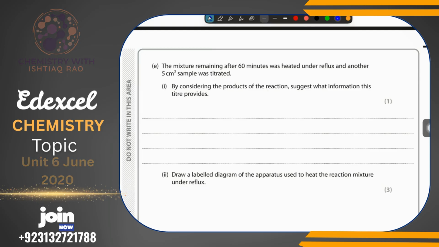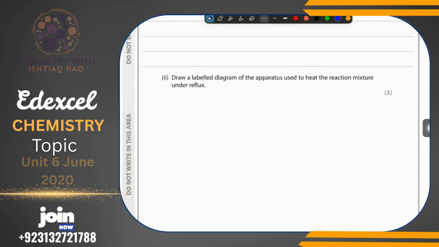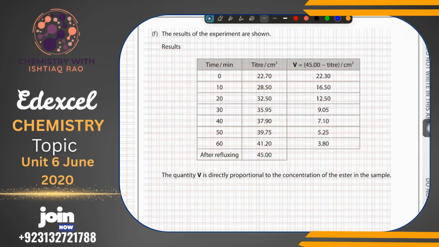Now next. Draw the labelled diagram of the apparatus used to heat the reaction mixture under reflux. It's the third paper in which they are asking for the same diagram. Okay, I'm drawing it.